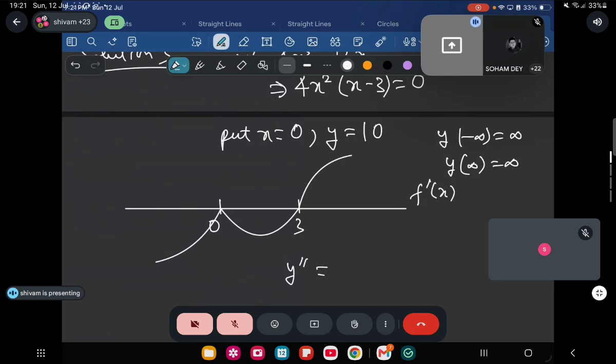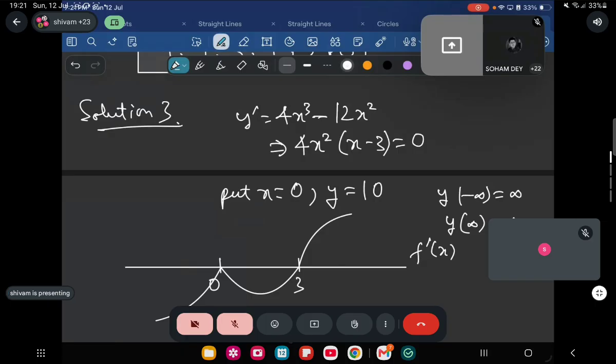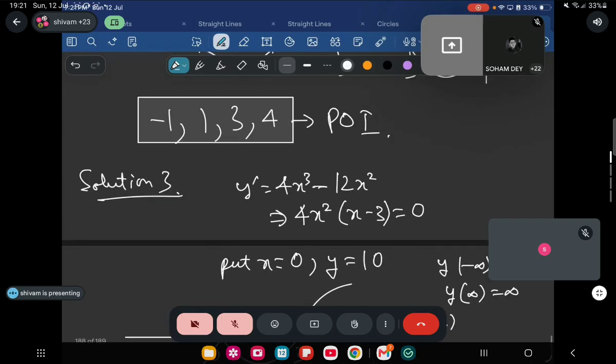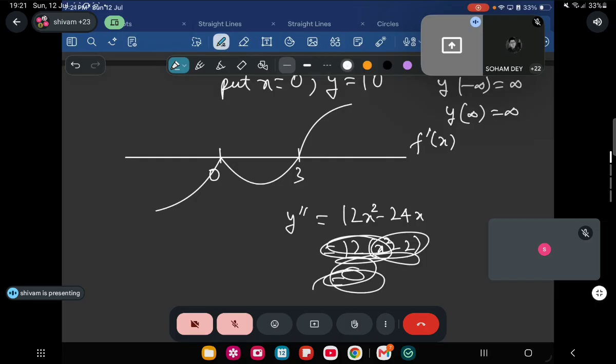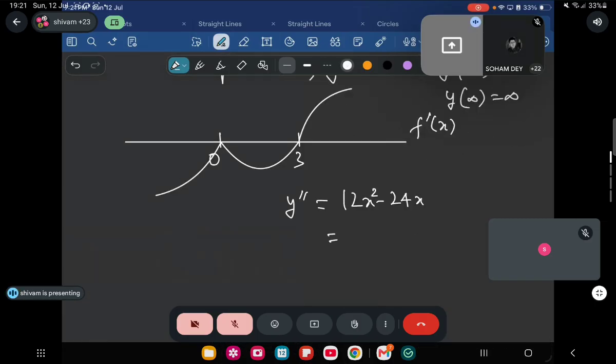Y double dash will be equal to what? Tell me. 12x square minus 24x, right? So from here, 12 common, what do we get? X square minus 2. Right, tell me, everyone. Yes or no? Yes, sir, you can take x common. Oh, wait. I'm making a mistake. 12x square minus 24x. So from here, x common. So at x equal to 0, I think we'll get a point of inflection. So 12x, and then we'll get x minus 2, right?